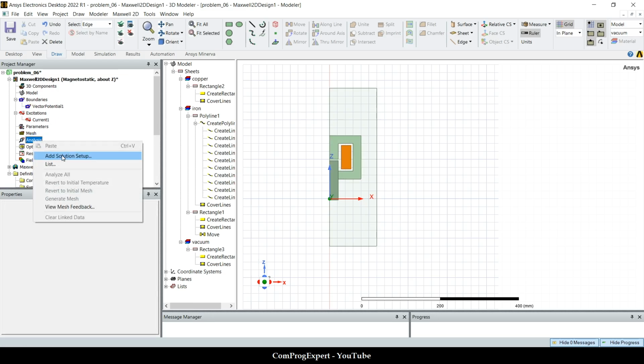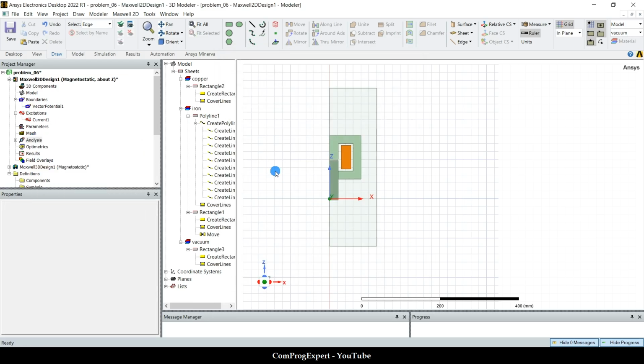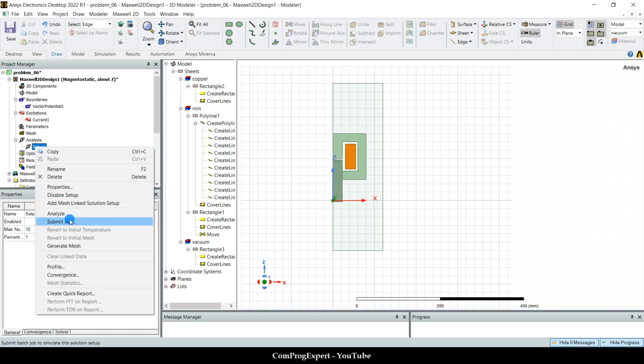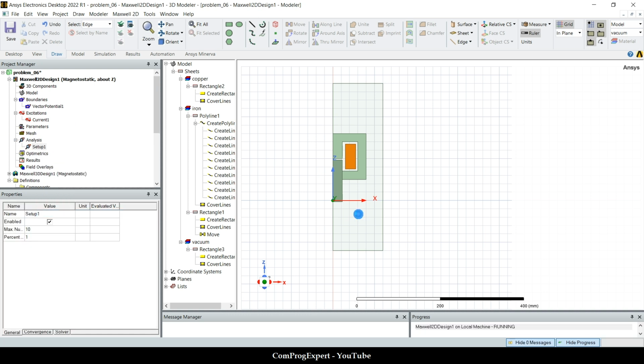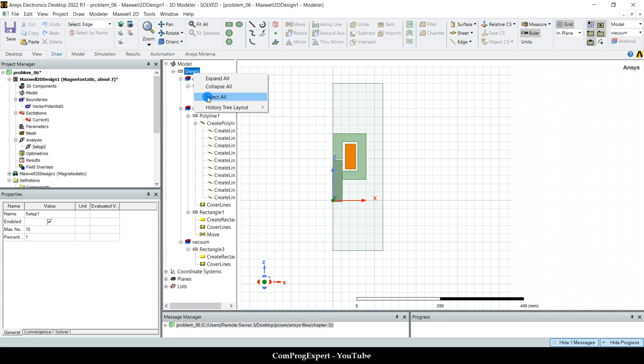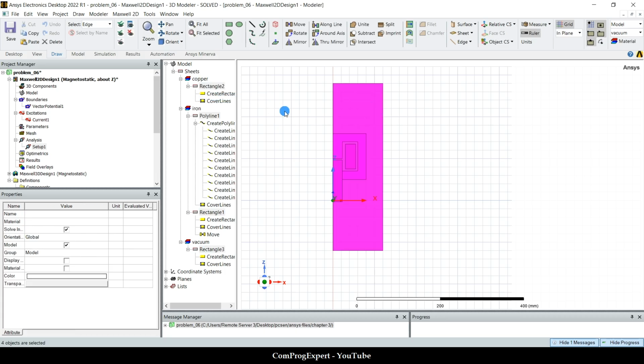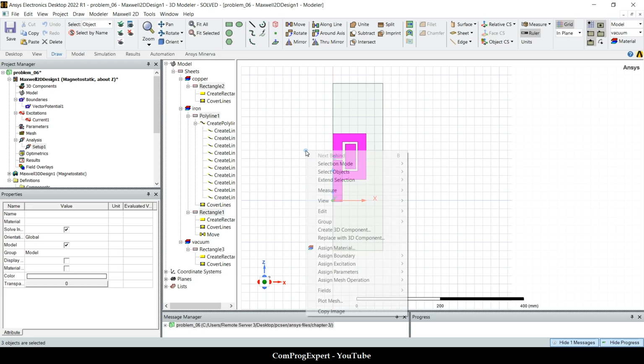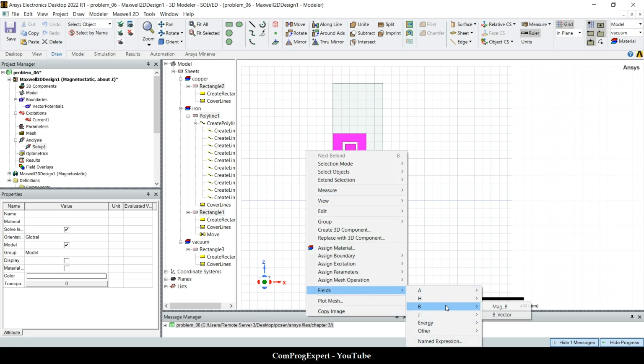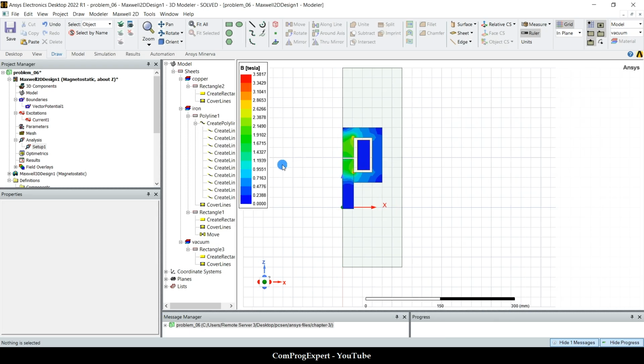Now we can define the solver. So let's analyze. Then we can visualize the flux density and flux lines. So let's select all objects except the enclosure. I don't want to select the enclosure. Fields, plot magnitude of the B.